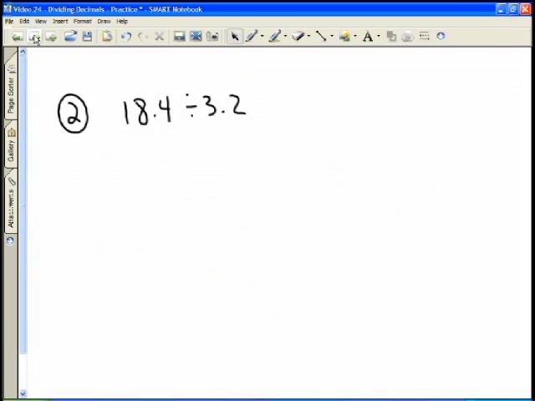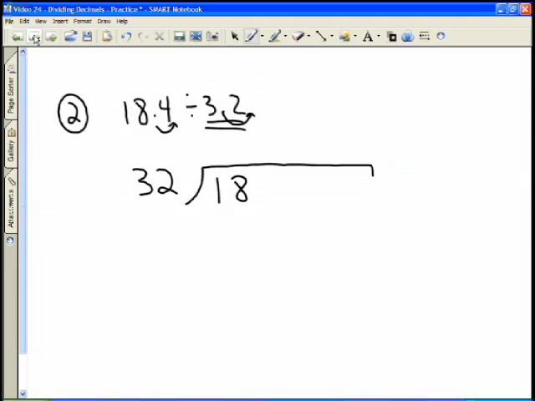If we look at example 2, now we have 18.4 divided by 3.2. But remember, we never want to have a decimal here, so instead of doing 18.4 divided by 3.2, we're going to do 184 divided by 32. It will give us the same answer numerically. So 32 divided into 184, and I'm going to add a few zeros just in case I need them. Put my decimal right above, and now I start.